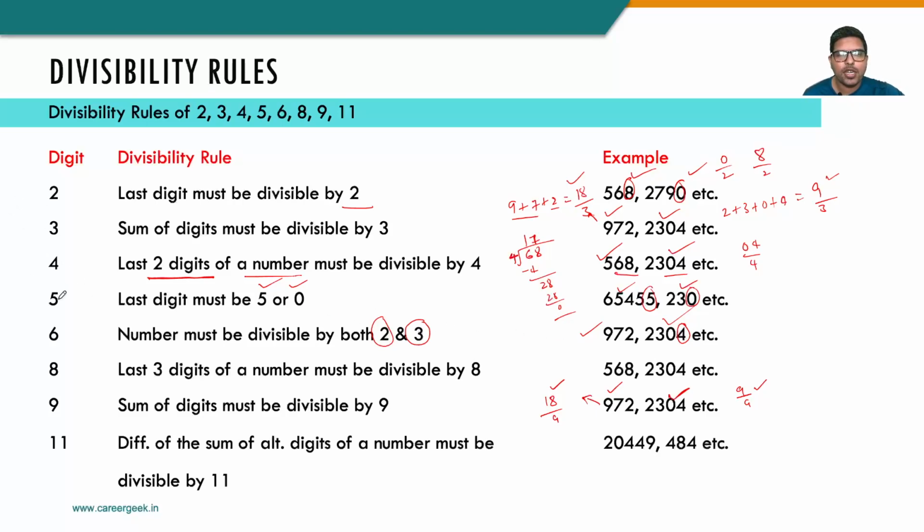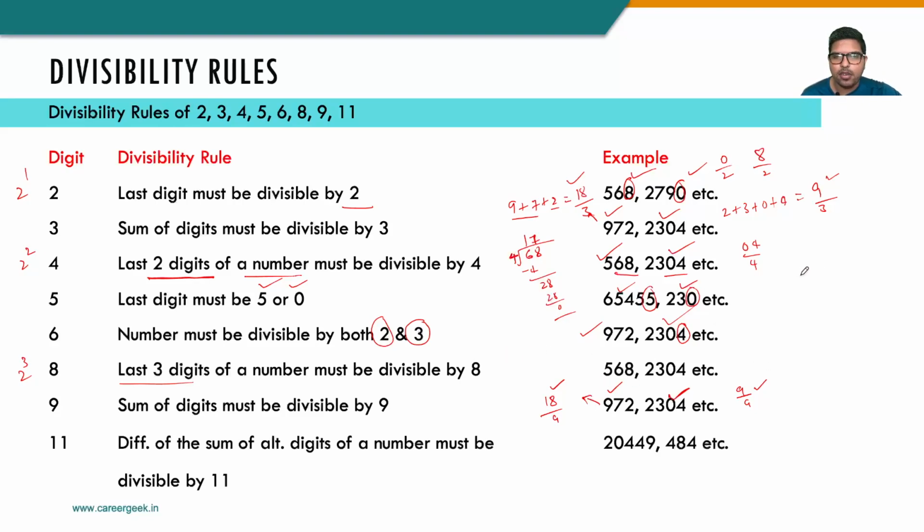Now 2, 4 and 8, which are 2 power 1, 2 power 2, 2 power 3, have a weird coincidence with the rules. For 2, it's the last one digit. For 4, it's the last two digits, and for 8, which is 2 cubed, it's the last three digits. Okay, you can remember it in that way.